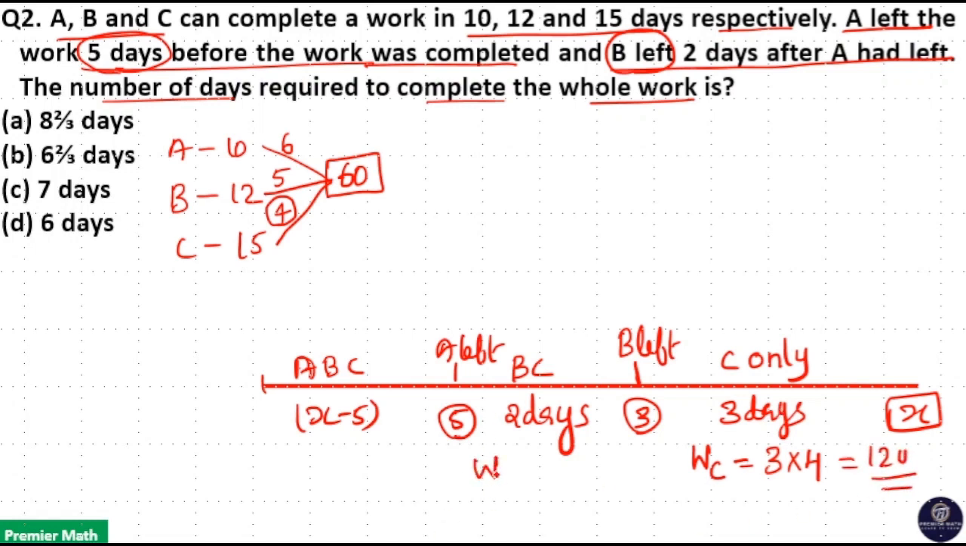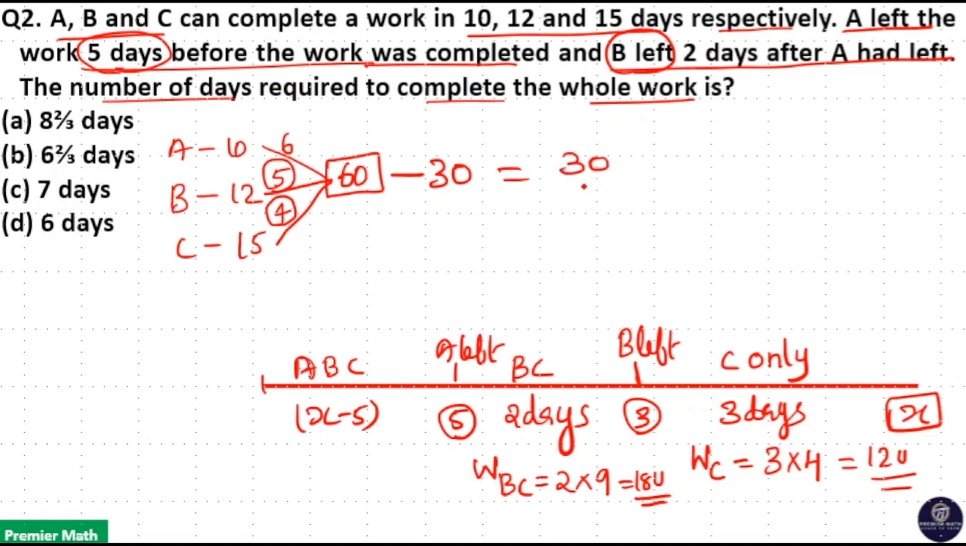And work completed by BC in 2 days is 2 into the efficiency of B and C, 5 plus 4, 9 unit. So 2 into 9, 18 unit. Now total work completed by BC in 2 days plus C in 3 days is 18 plus 12, 30 units. So remaining work is, total work is 60, remaining work is 60 minus 30, which is equal to 30 unit.